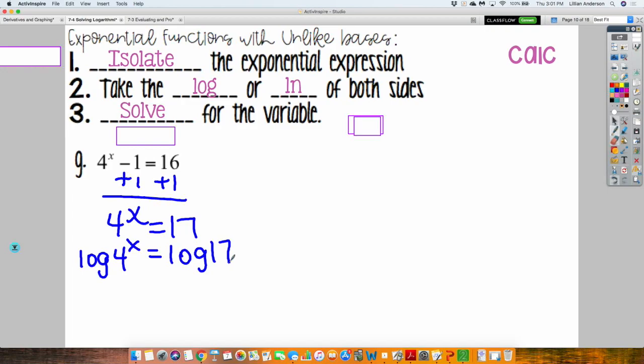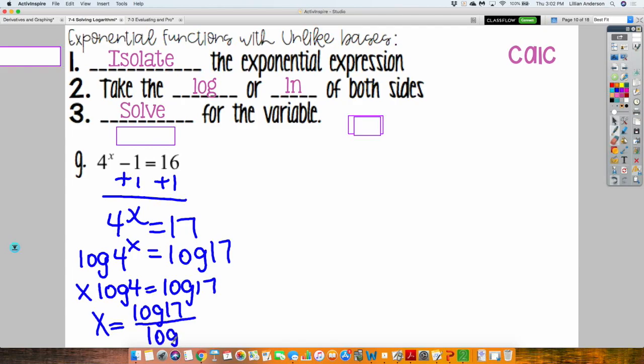So now that we've taken the log of both sides, we can apply the power rule, which says that when there's an exponent, we move it to the front. So this becomes x times the log of 4 equals the log of 17. And then to get x by itself, since this is x times the log of 4, we're going to divide both sides by the log of 4. And then this would be our answer.